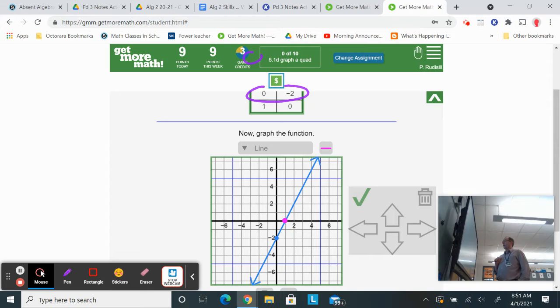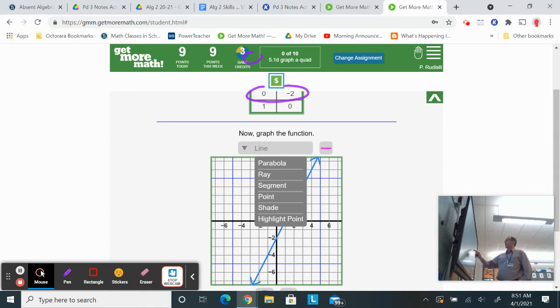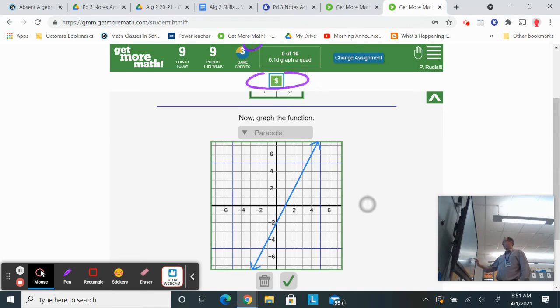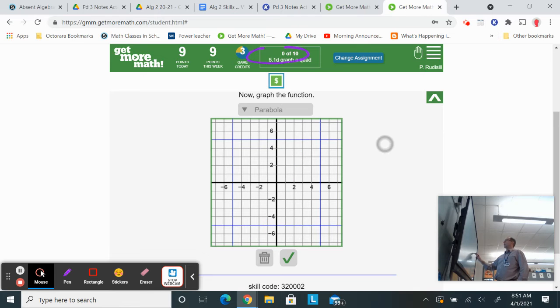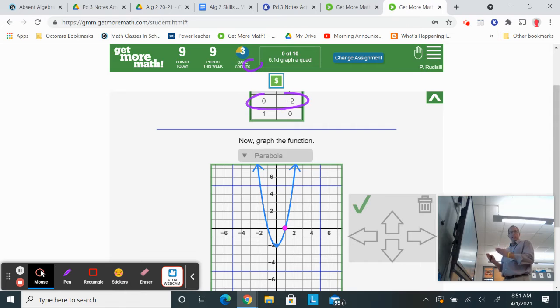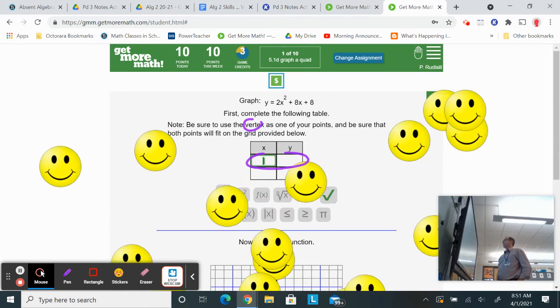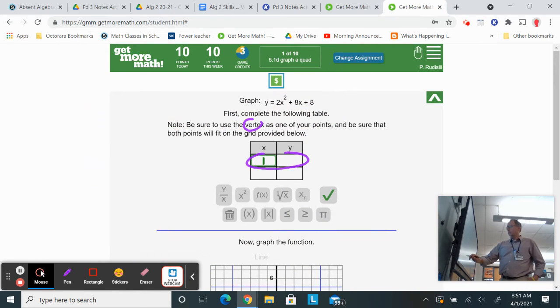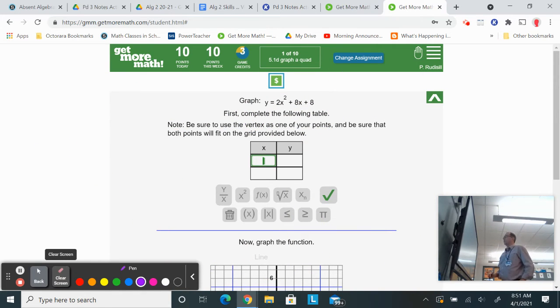But it gave me a straight line. I don't want a line. I want a parabola. So I need to trash that. Didn't mark it wrong. I didn't hit the green check. I'm going to do the parabola. Make sure you mark parabola. Then do your 0, negative 2, your vertex. So GMM knows where to start the parabola. 1, 0 is one of the points. It will automatically make a mirror image. And this opens up. And you're going to go ahead and check. See if you got it right. So let me clear that. Let's look at the next one.